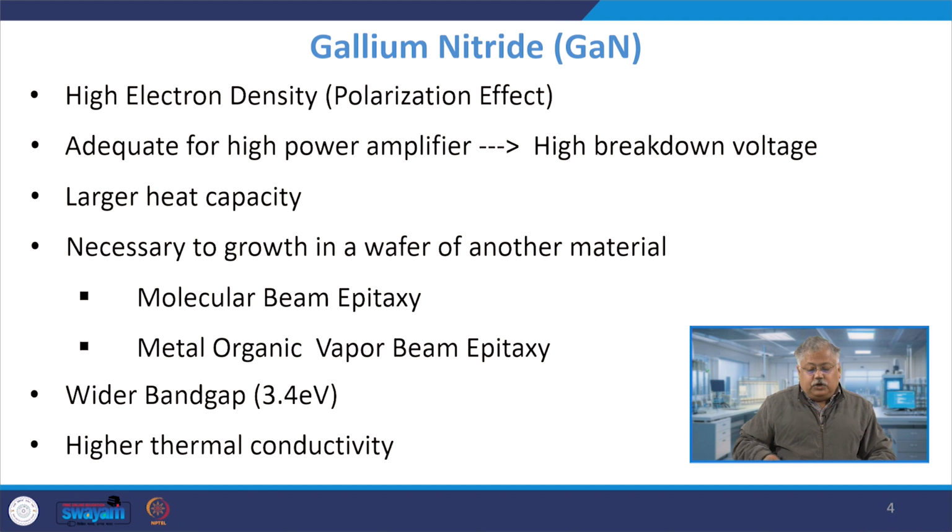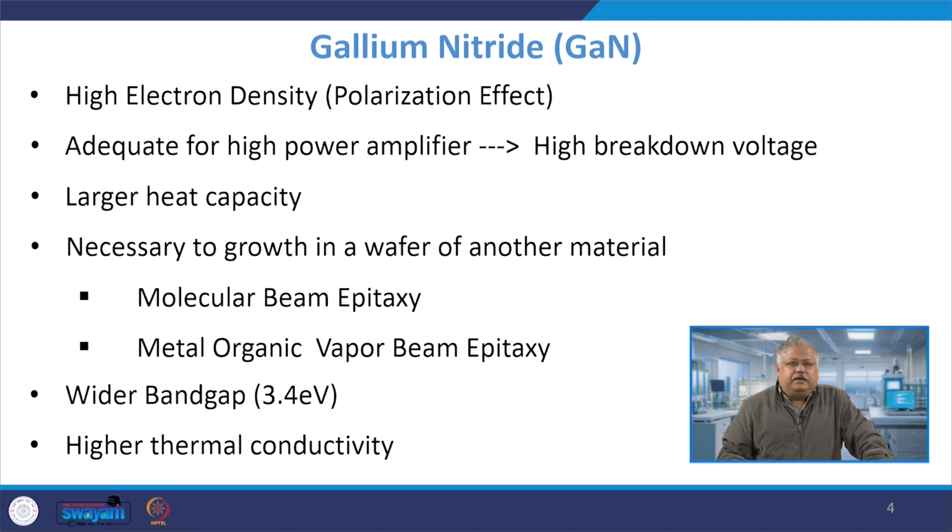Now, they are therefore used for high power amplifier design, because their breakdown voltages are relatively very high, right. You are required to give a large amount of reverse bias in order to break down, and therefore it's adequate for high power amplifiers. Further, it has a much larger heat capacity, which means it can absorb heat to a much better extent.